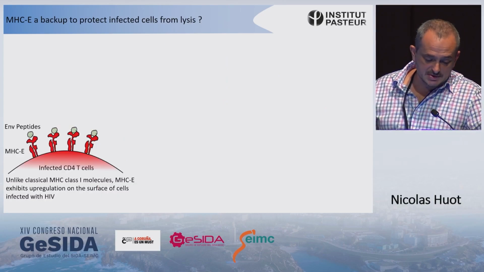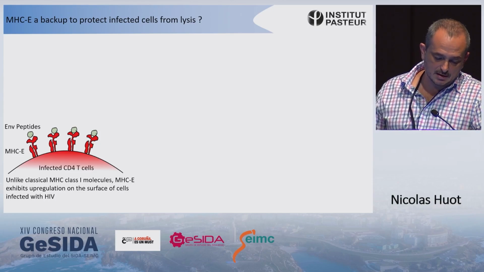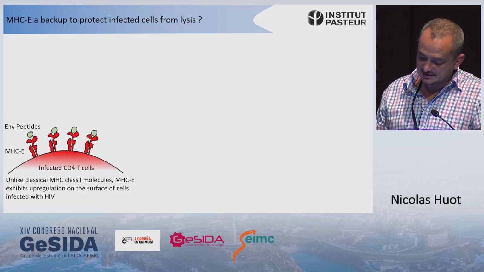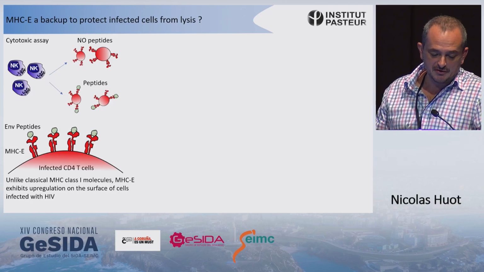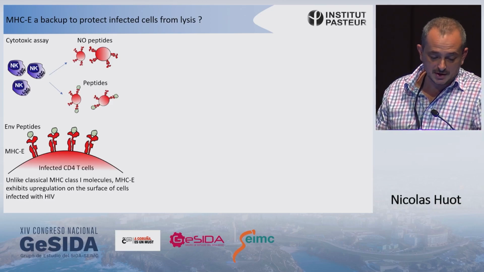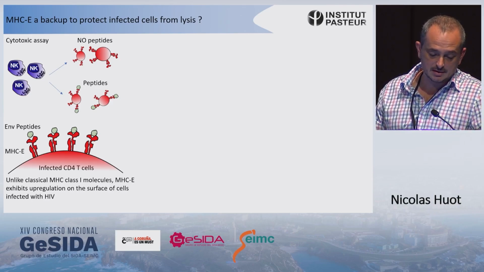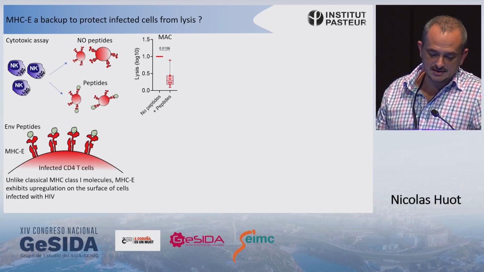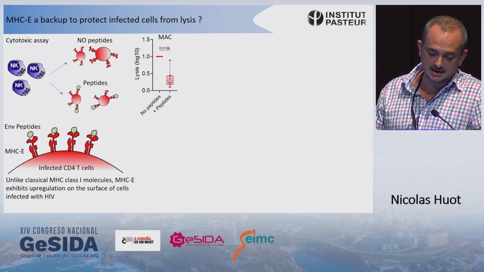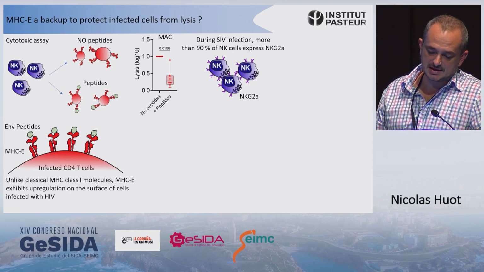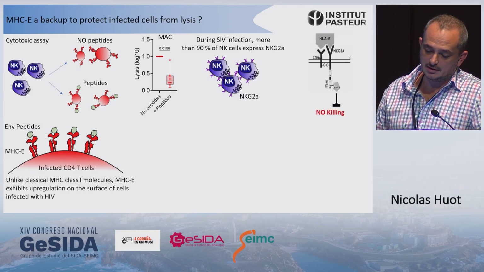So we developed this model in which infected CD4 cells upregulate MHC-E at their surface, and by upregulating it they load peptide. And we performed a cytotoxic assay in which NK cells were put together with target cells which are loaded or not with a peptide. And you can see that when cells are loaded with peptides, NK cells are not able to kill the target cells. And this is mainly due to the fact that during HIV infection, more than 90% of NK cells express NKG2A, which delivers an inhibitory signal.